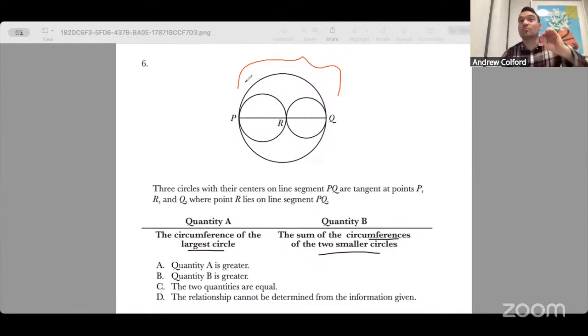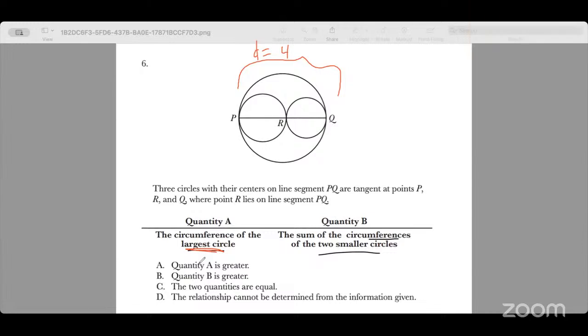It's really important to get comfortable. I'm not even going to say breaking rules. There's no rule that says PQ has to be any particular distance, right? It has left that door open. So let's just call that 4. The diameter of this circle is 4. So what's the circumference of the big circle if it's 4? 4 pi, right?